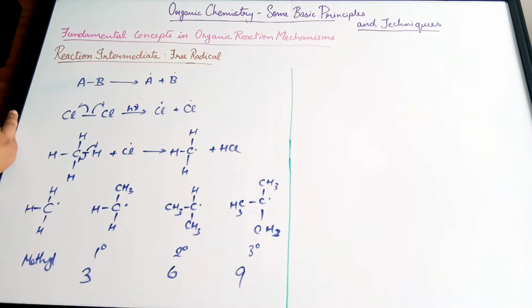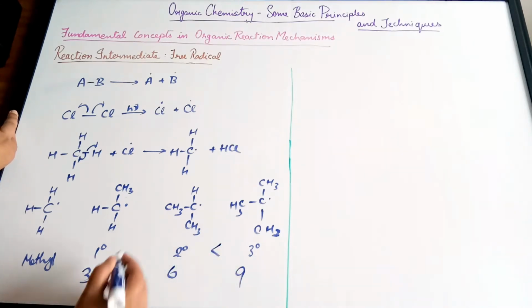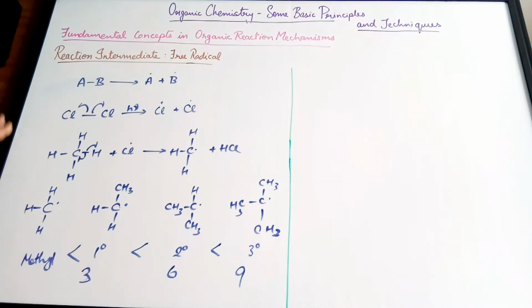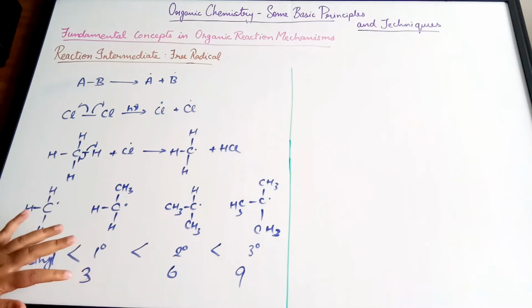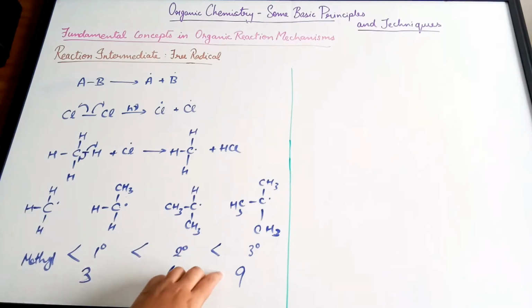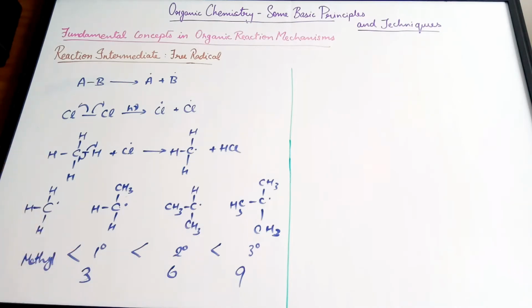Because of hyperconjugation, tertiary is more stable than secondary, which is more stable than primary, which is more stable than methyl. So the order of stability for a free radical is similar to that of the carbocation. The order of stability due to hyperconjugation is basically the number of hyperconjugative structures formed. In case of primary there are only 3, in case of secondary there are 6, and in case of tertiary there are 9. Thereby, tertiary is more stable than secondary, which is more stable than primary, which is more stable than methyl.